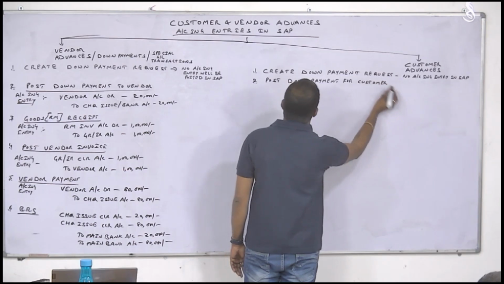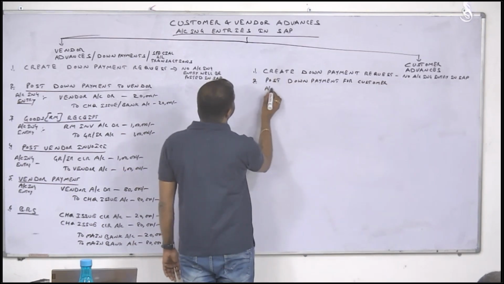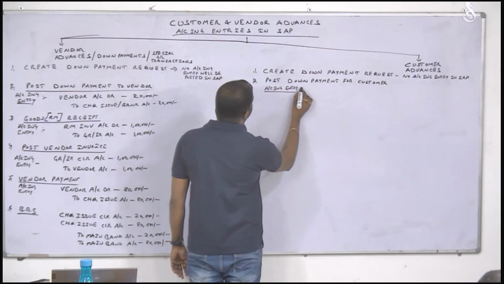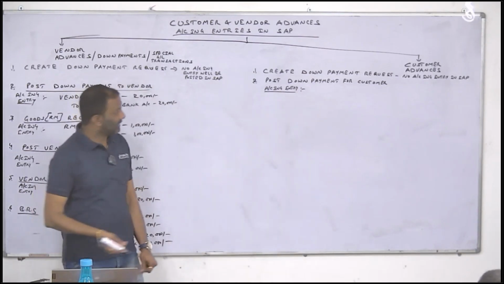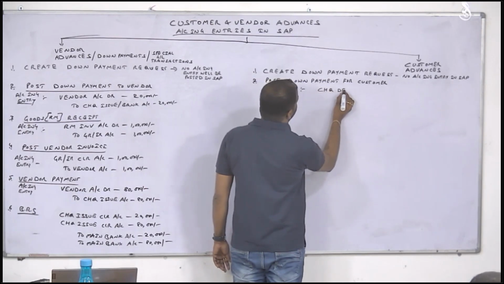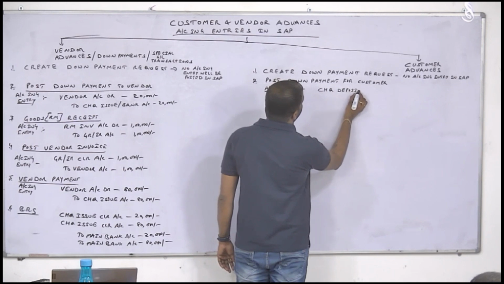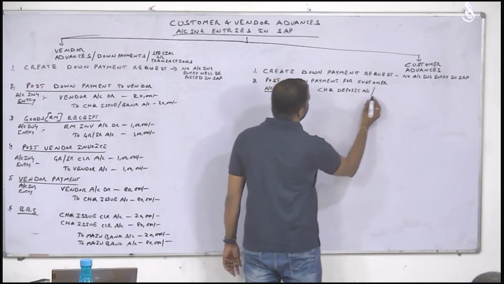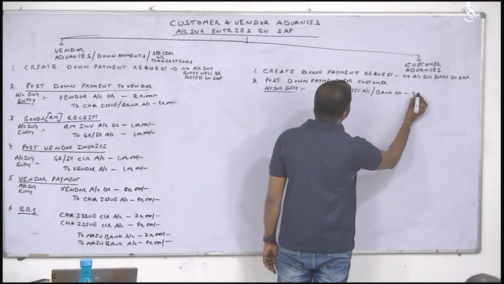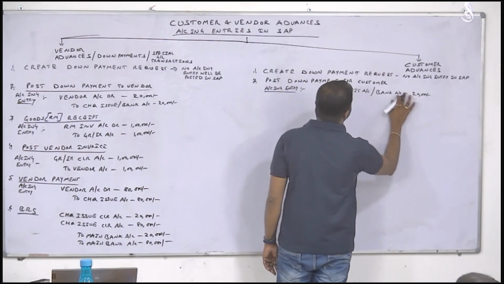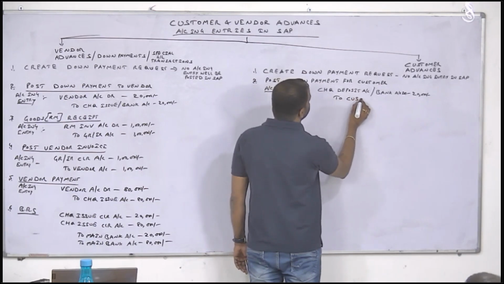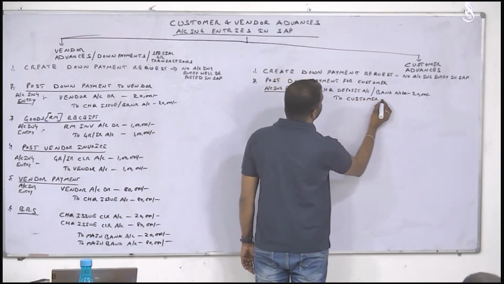What is the accounting entry? Check deposit account, because the organization is receiving the amount, right? Check deposit account or bank account. How much? To customer account.